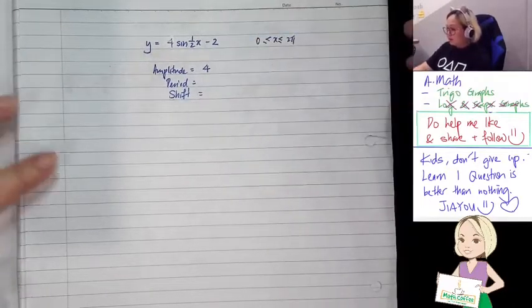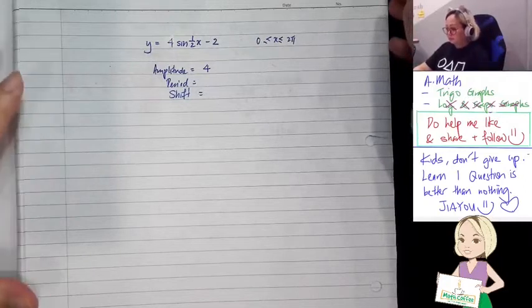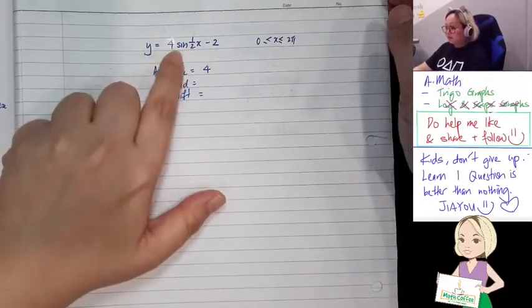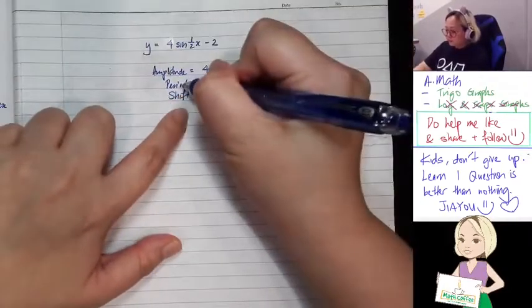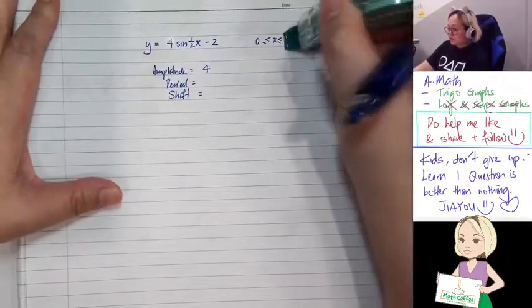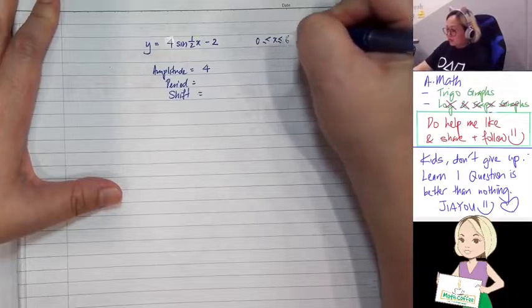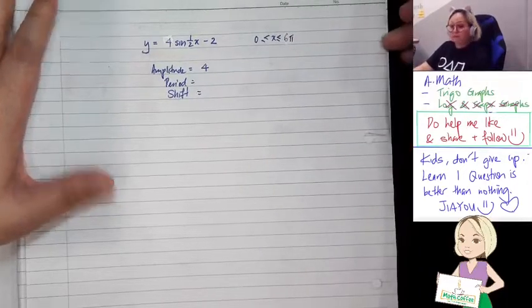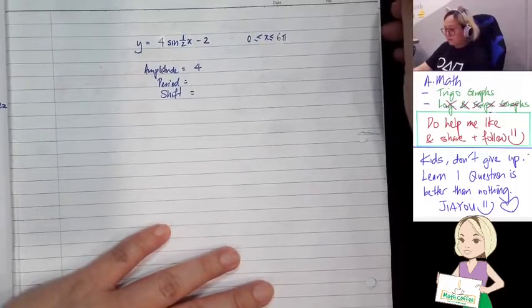The period. Because the 4 is in front of the sine, the amplitude is 4. How about the period? Actually, for this one, let's draw up to 4 pi. Okay, let's be ambitious. I'm going to draw up to 6 pi. Amplitude 4, correct. How about my period?